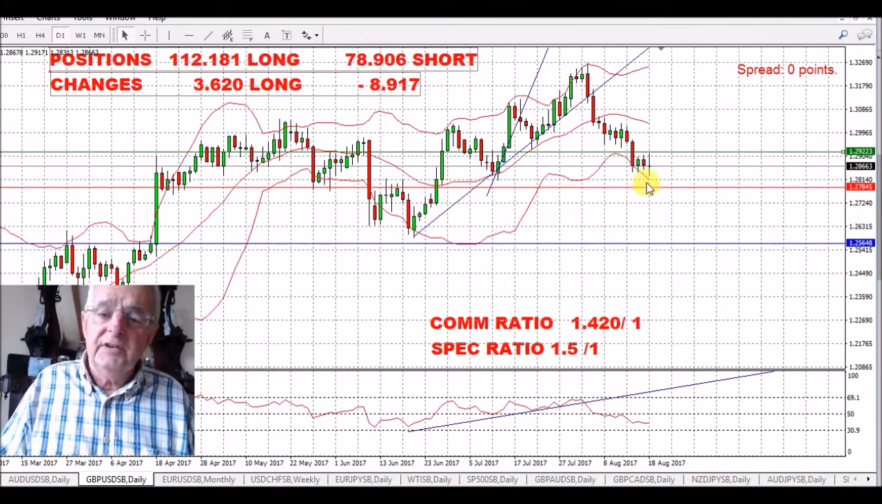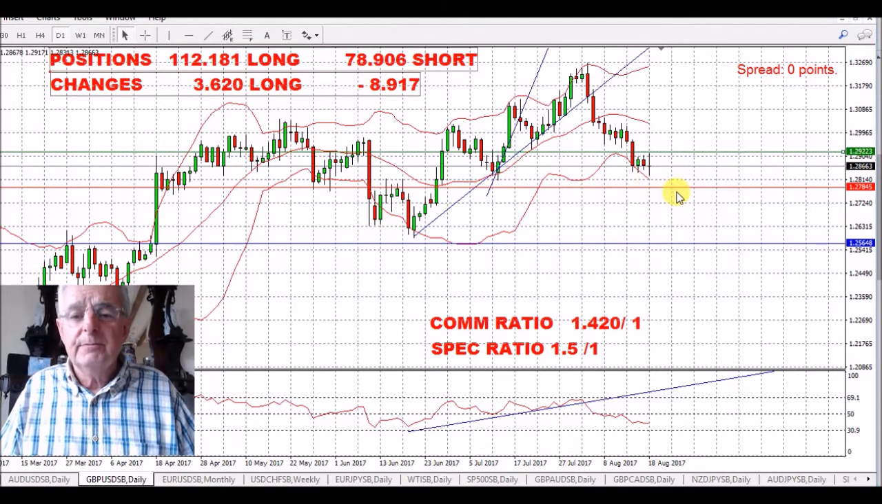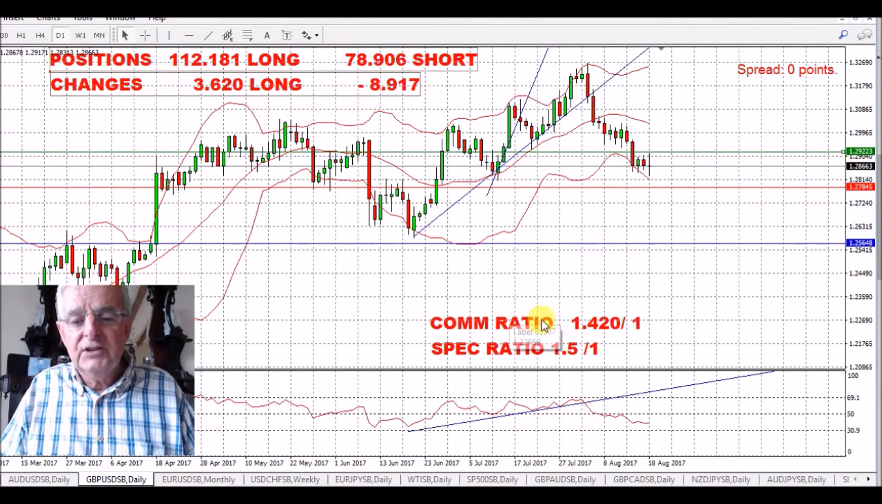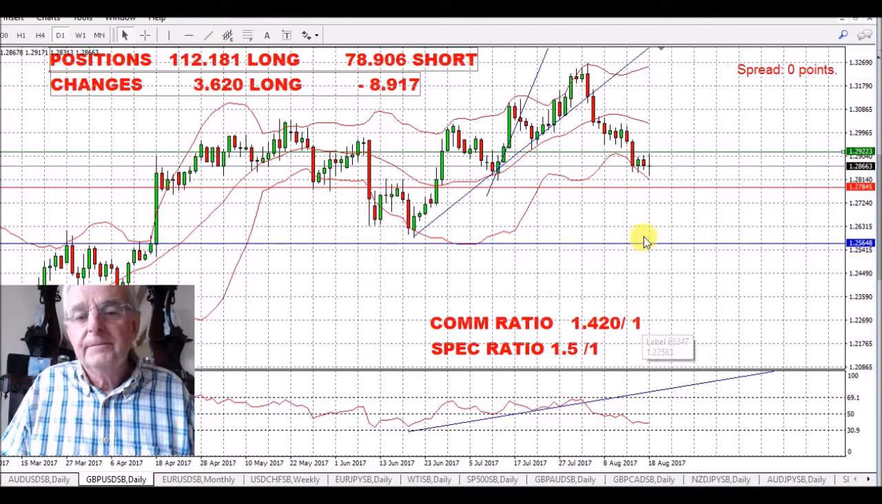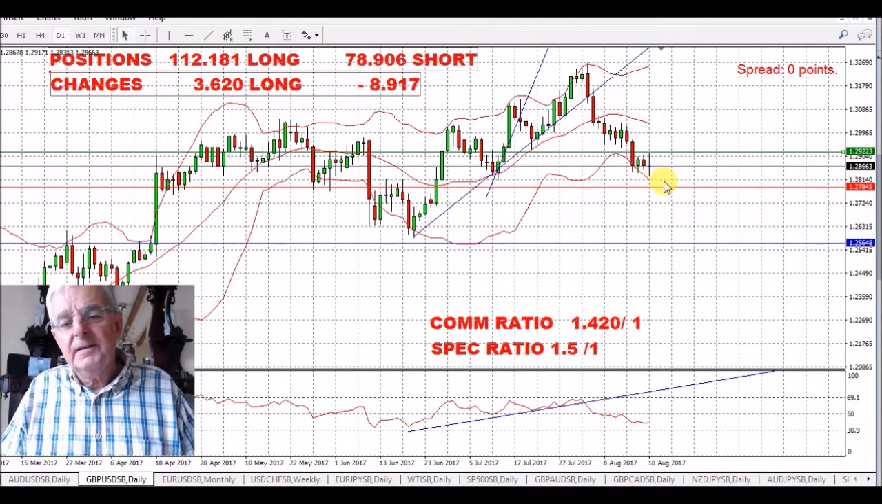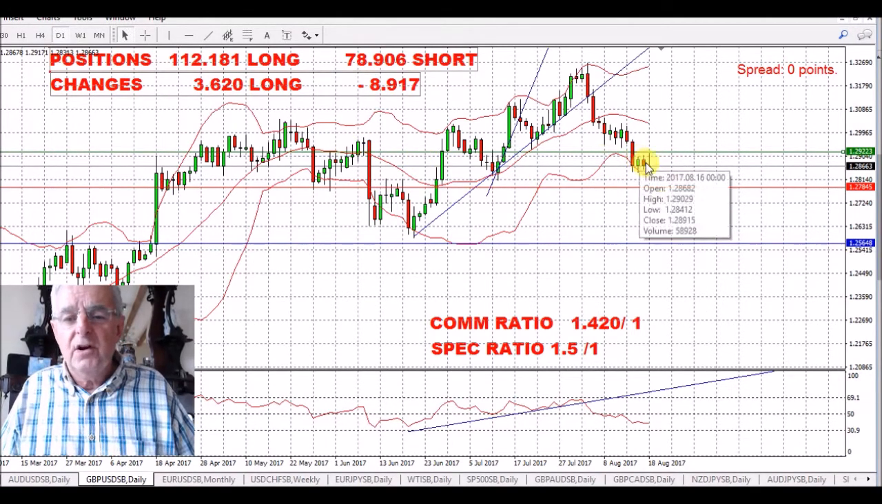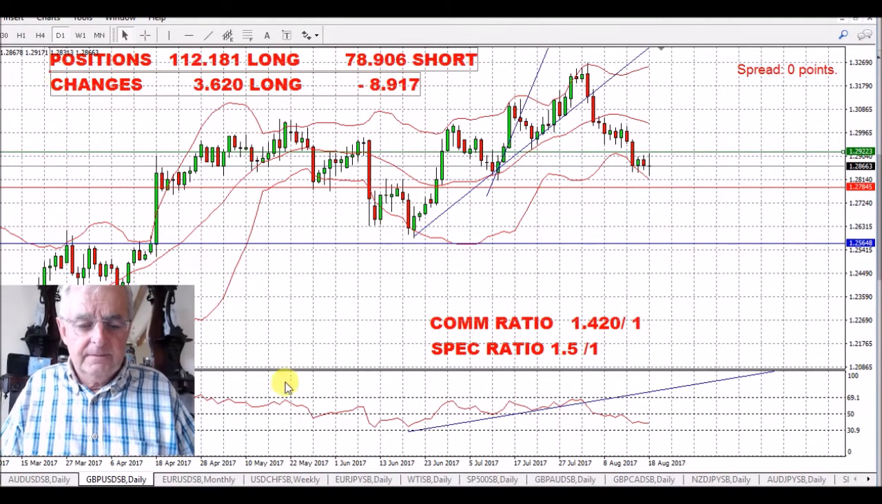On the daily chart, we're coming down to the Bollinger Band, and we're just above this support. So we have a commercial ratio of 1.42 to 1 long. I think this is going to come back down a little bit more though onto this support before it makes its way back up. So I'm hanging fire with this. We'll see how that goes.